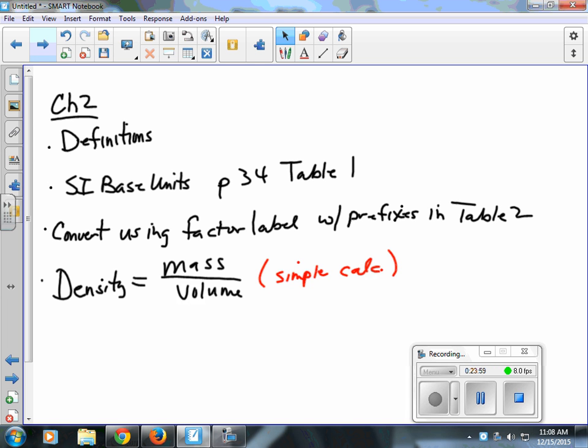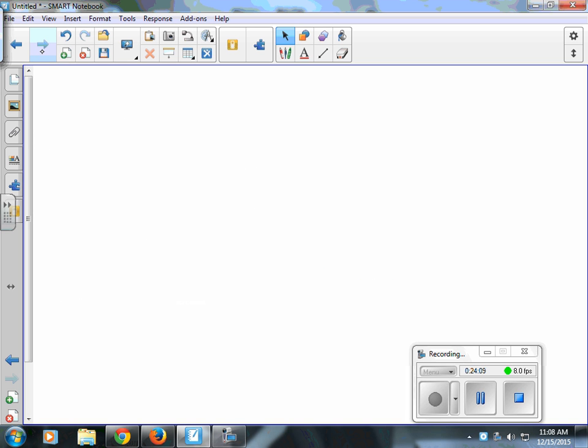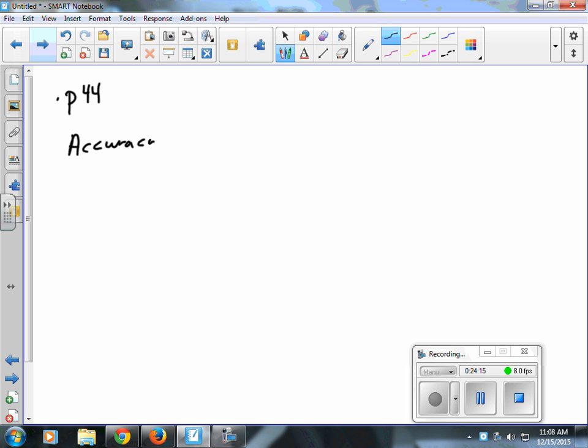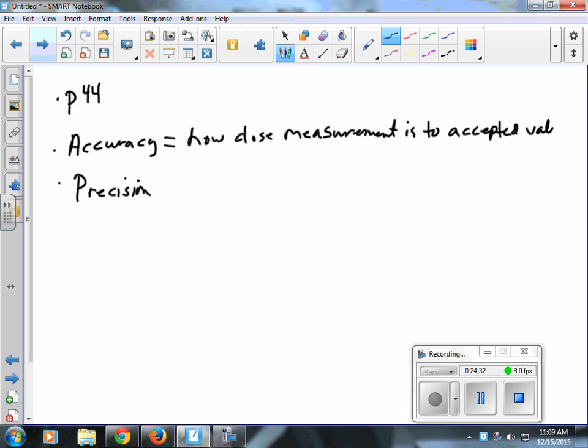Sig figs, accuracy and precision. Take a look at page 44. Accuracy, precision. Accuracy is how close a measurement is to the accepted value. Precision is how close a set of measurements are to each other.